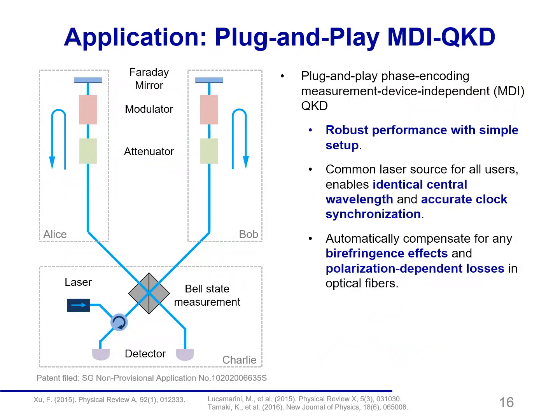And finally, I will introduce one of the applications for such a power limiter: plug-and-play MDI-QKD. The system looks something like this. Alice and Bob are the users with identical equipment, and Charlie here is the central server where expensive detectors and lasers are placed. And a common laser is placed here and sent to Alice and Bob at the same time. The users will just attenuate and modulate the input signal and send it back to Charlie for the Bell state detection.